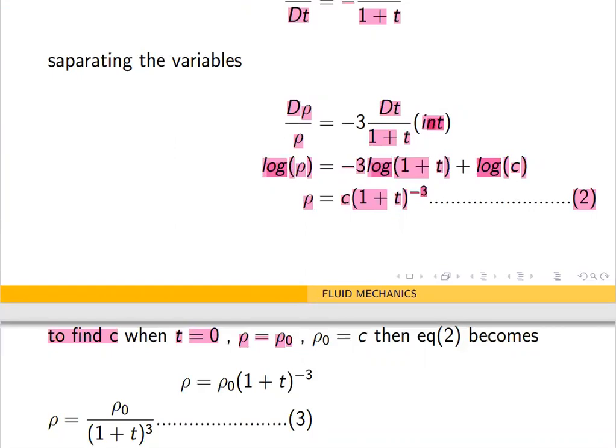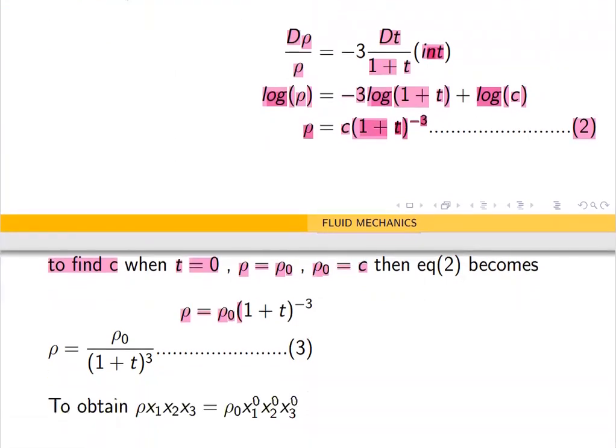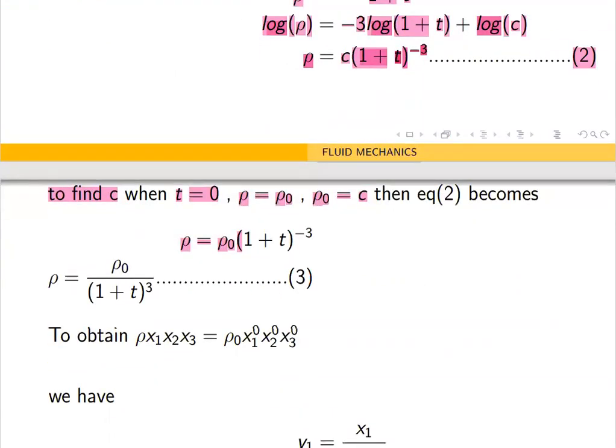So use it in equation 2. In equation 2, put t equal to 0. This t is 0, so this part will go, and rho is nothing but rho naught. So c will become rho naught. So now substitute for c in 2. So we get rho equal to, c is nothing but rho naught, into 1 plus t power minus 3. We get rho equal to rho naught by 1 plus t whole cube, taken to the denominator. That is what we had to get, and we got it. The first part of the question, we have got it.